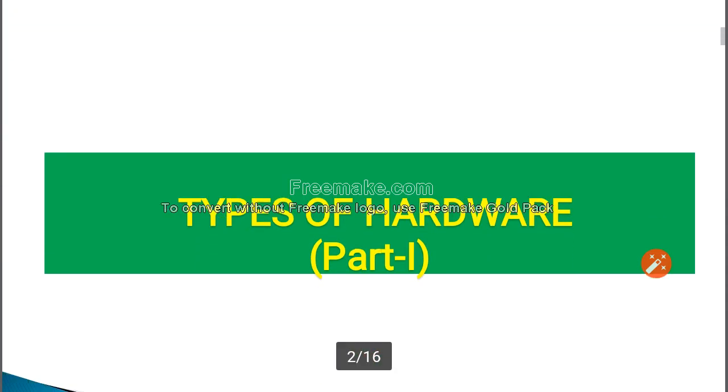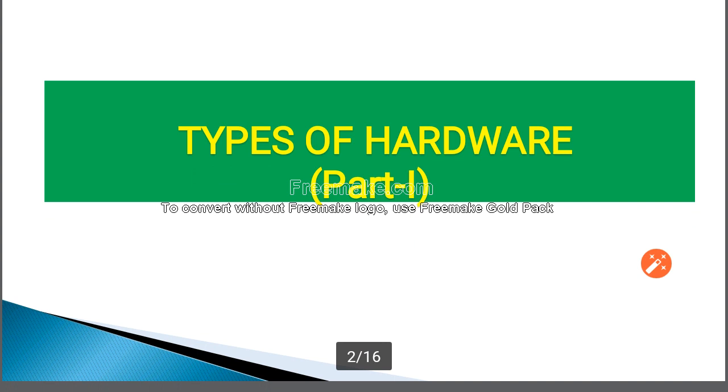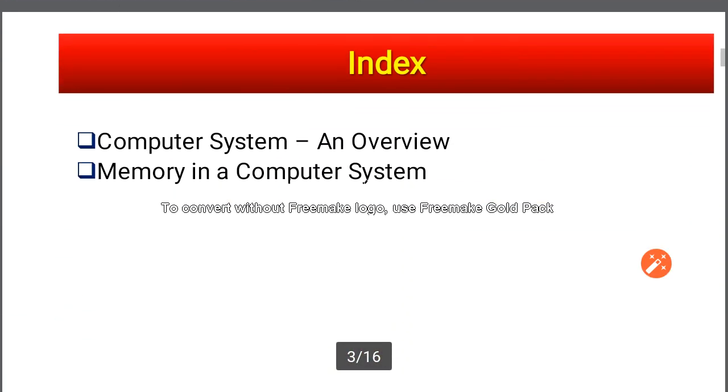In this session, we are going to cover types of hardware. This is the next chapter of Unit 1. Let us have an overview of all the different topics we are going to cover in this session. First, an overview of the computer system and then memory in a computer system. And input devices and output devices will be covered in a separate session.